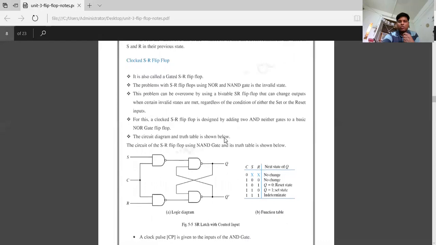Now we have to use a clock pulse to remedy the invalid state. So we add a clock pulse here using NAND gates, with set, reset and clock pulse. When the clock pulse is 0, there is no change regardless of set and reset. When the clock pulse is 1 and set and reset are 0 0, no change. When 0 1, reset state. When 1 0, set state, and 1 1 is an indeterminate value.